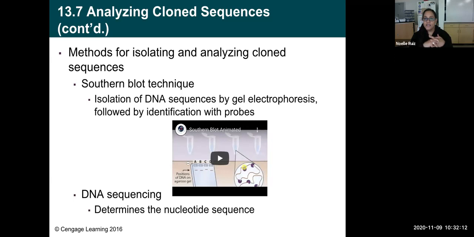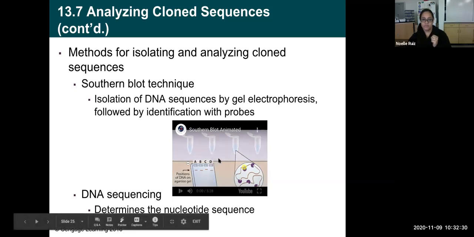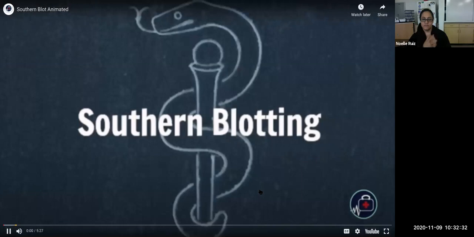Methods for isolating and analyzing cloned sequences. One is called the Southern blot technique, isolation of DNA sequences by gel electrophoresis, followed by identification with the probes. Or just simple DNA sequencing determines the nucleotide sequence. This is the Southern blot sequence.